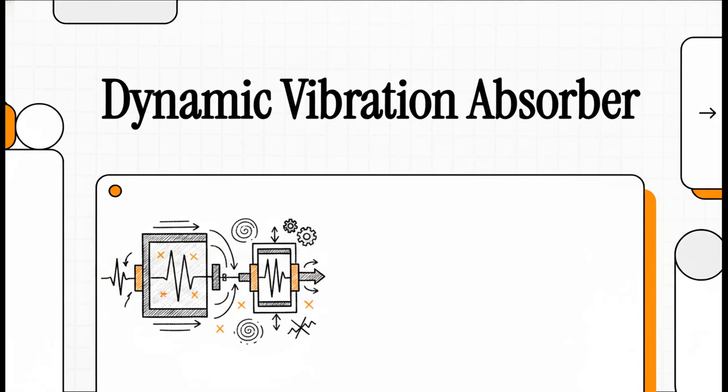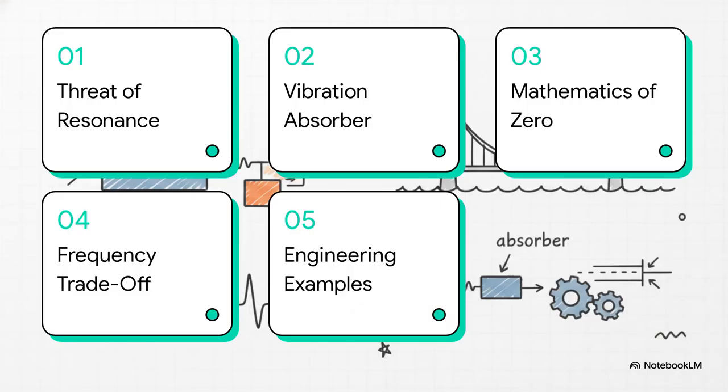Welcome to this explainer. Today we're going to explore one of the absolute most elegant mechanical solutions to a devastating engineering problem, the dynamic vibration absorber. We're talking about taking a machine that is literally tearing itself apart with vibration and forcing it to operate with essentially zero amplitude. It is a fantastic blend of physics and mechanical design, and I can't wait to show you how it works.